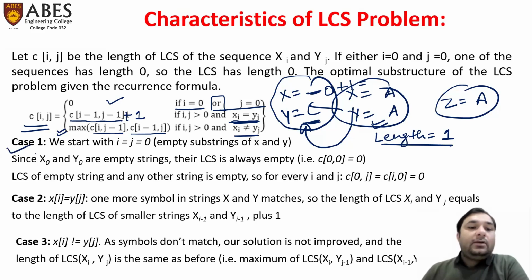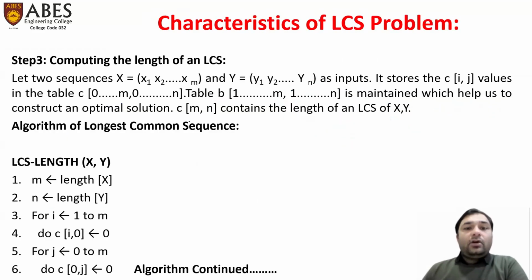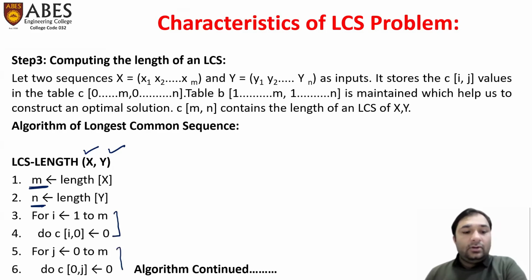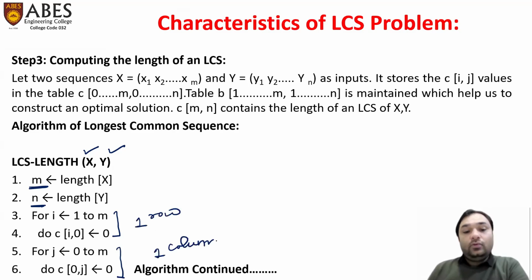Case 1 is related to when the characters are same. Case 2 is related to when the characters are not same, and case 3 similarly. If we talk about the algorithm of this, what we have written is the recursive formulation in the form of a pseudocode. That is, we are taking x sequence and y sequence, x length is defined as m, here it is n. For the first row, where i is equal to 1 to m, then Cij will be returned as 0. And for the first column, it is initialized to 0.